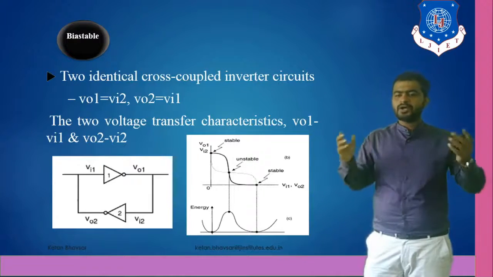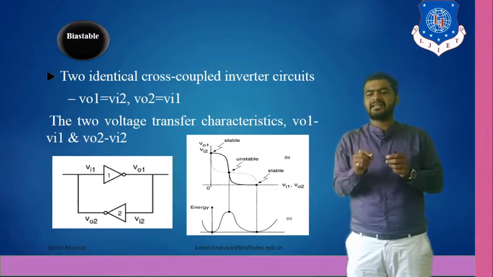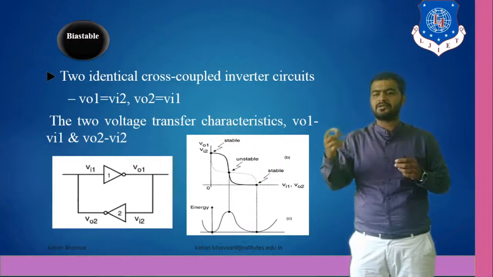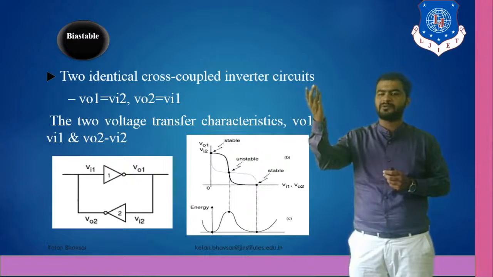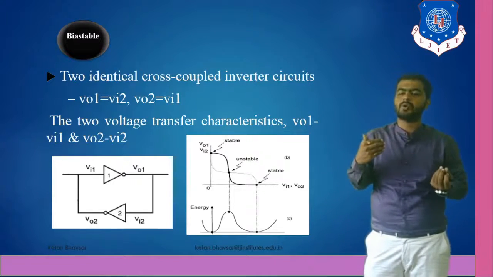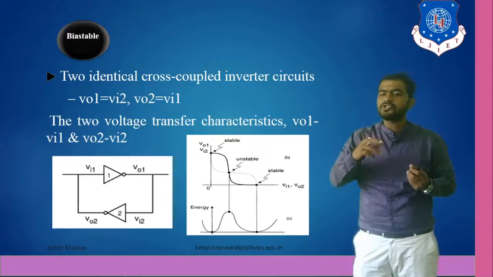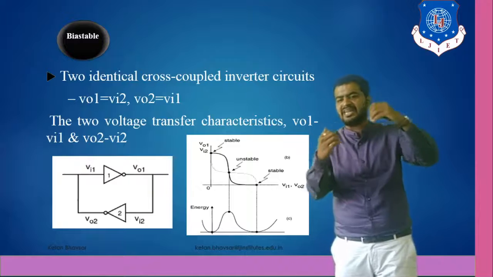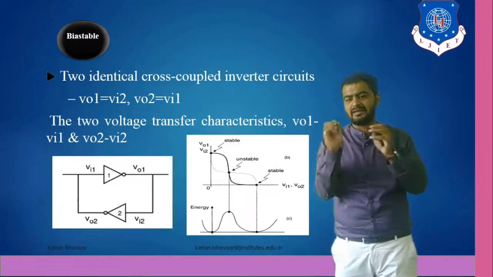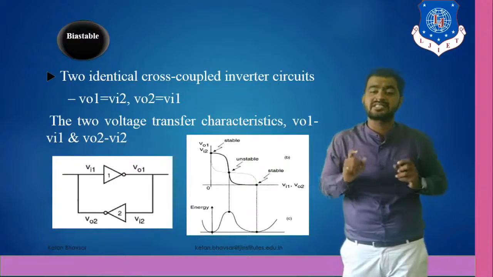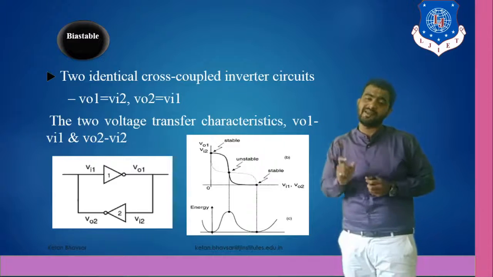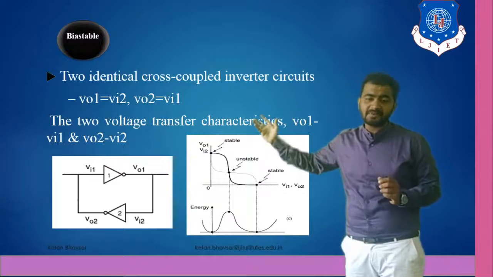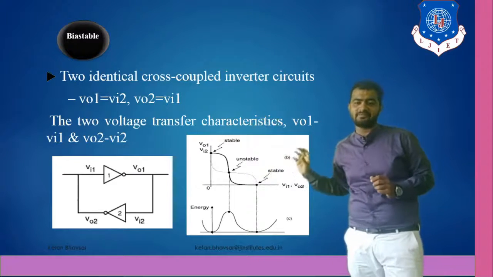See, if two inverters are connected, the output of one inverter goes to the input of the next inverter. If the output of the first inverter is 1, then the output of the next inverter is 0. Then it moves from 1 to 0, but before it moves from 1 to 0, there is a switching time. Fine, and that particular time is called an unstable point. Okay, so I hope that you are getting the idea about the bistable inverter, what exactly I am talking about.